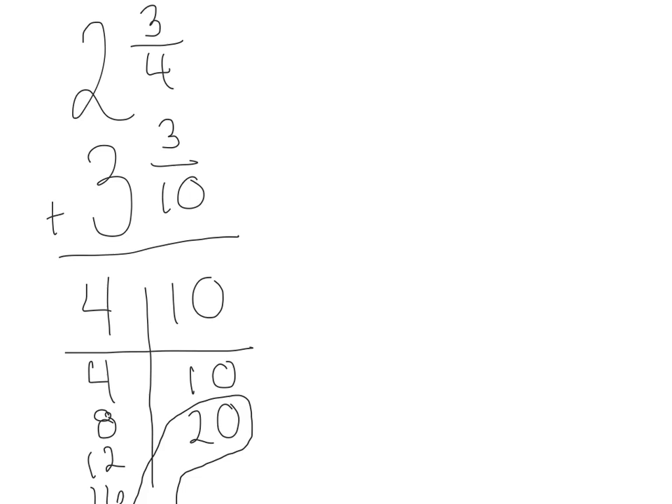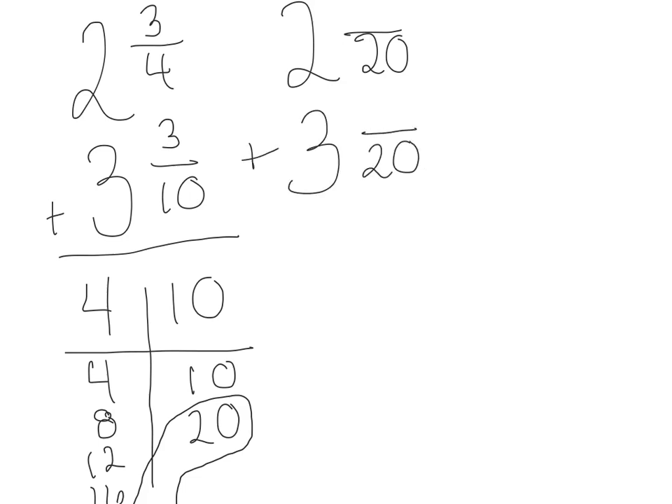At this point, I'm going to go ahead and rewrite my fractions with my new denominators. So I'm going to have 2 and 20, and 3 and 20. But now I need to find out what my numerator is going to be. Because I changed my denominator, I now have to figure out what my new numerators will be as well.